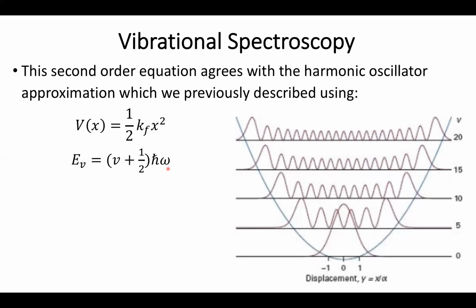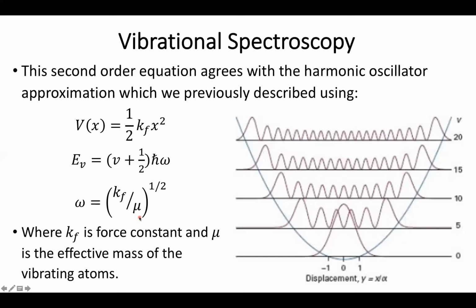In this case, omega is our vibrational frequency, which can be determined using the ratio of the force constant and the effective mass. Again, in this case, the effective mass is going to focus in on the effective mass of the two vibrating atoms as we develop this system for diatomics. And we'll work on polyatomics a little bit later. So again, our vibrational frequency is going to be the square root of the force constant divided by the effective mass.